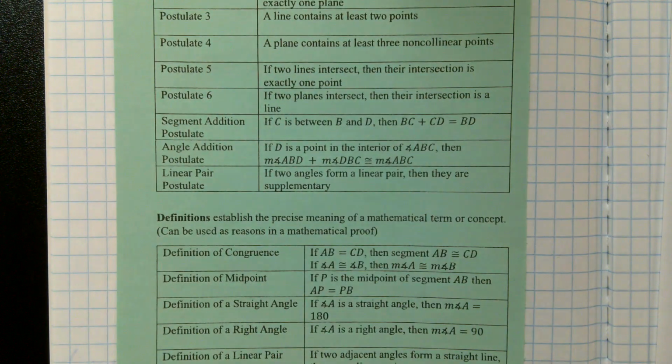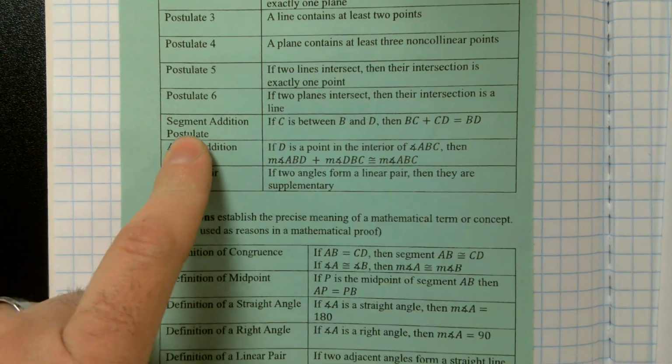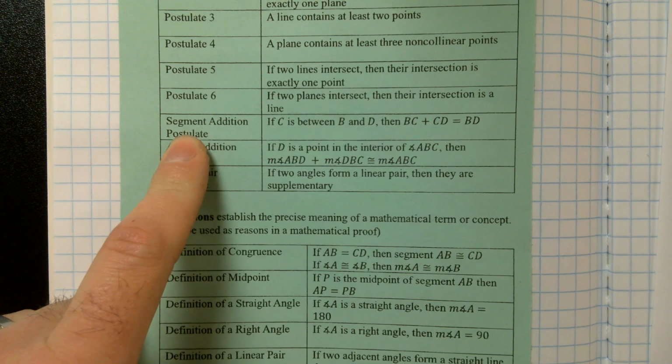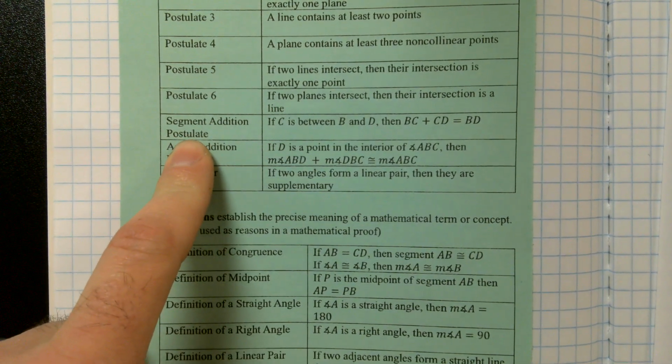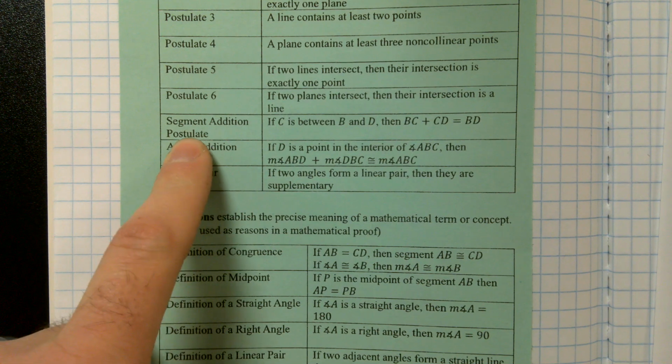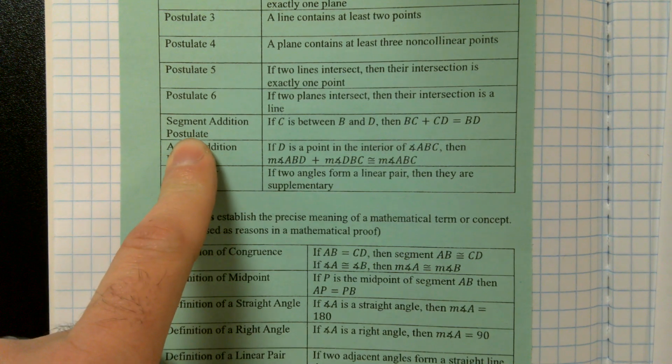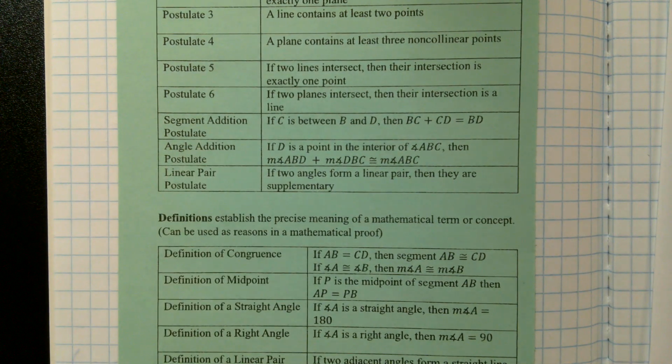The segment addition postulate. Can I get a volunteer to read that? Chloe, thank you. If C is between B and D, then BC plus CD equals BD. Okay. How are we feeling about that one? Thumbs up, down, sideways? It sounds kind of ugly, right? It always helps us out if we draw it, right?